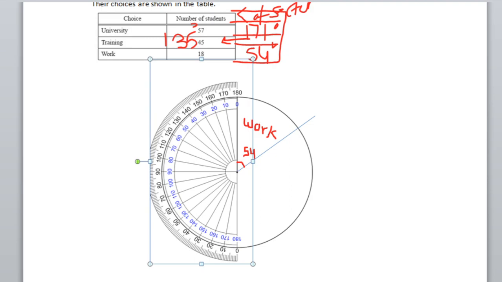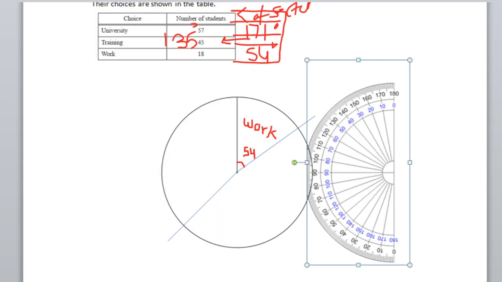So okay, 135 is in between 130 and 140. So I'll try not to make a line bigger than the radius of the circle this time. So somewhere over here. So I have the other angle as well. This is 135 degrees.